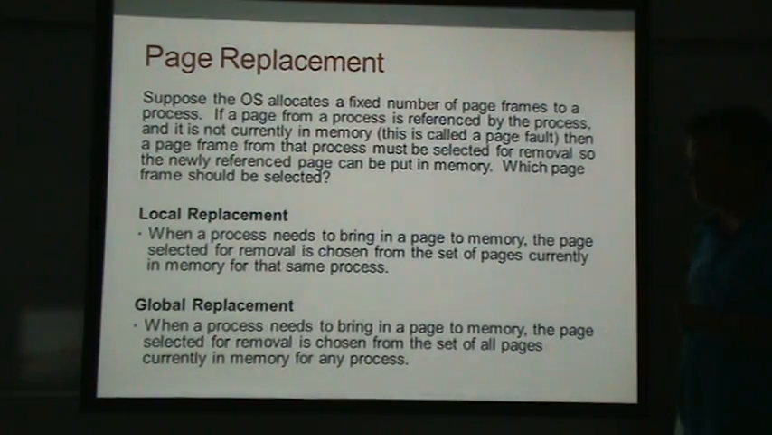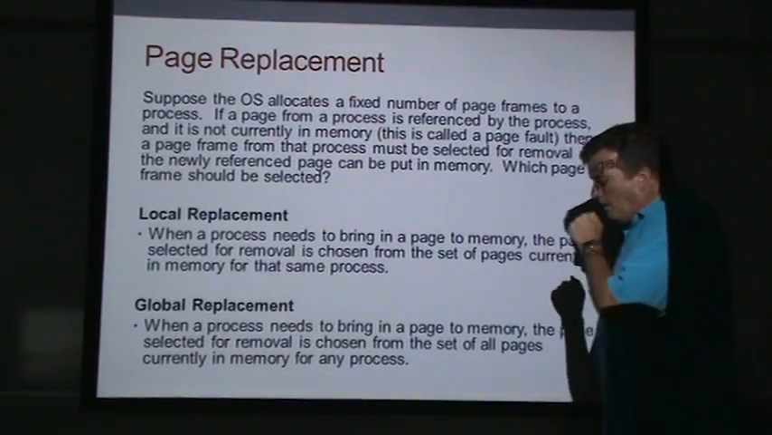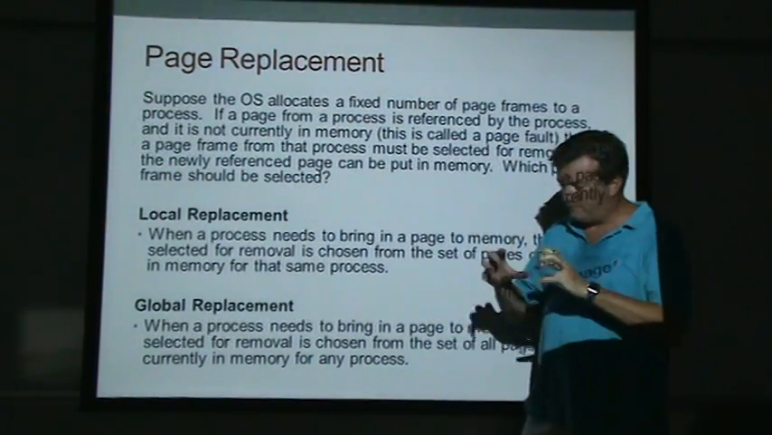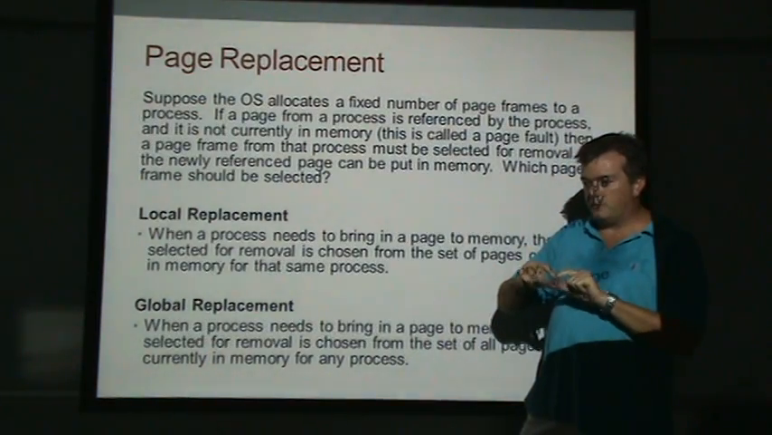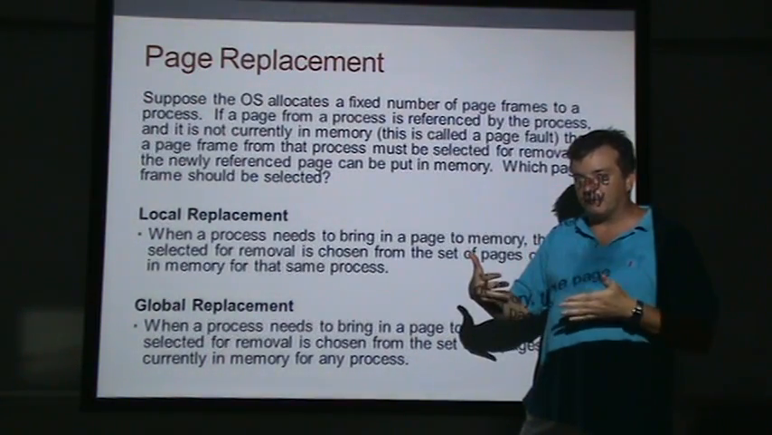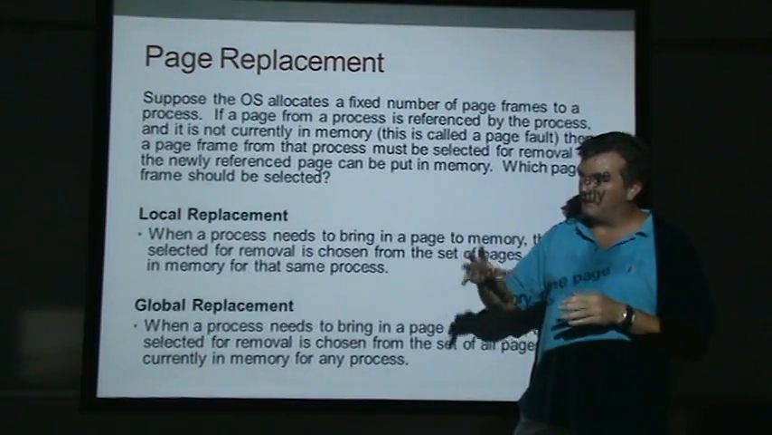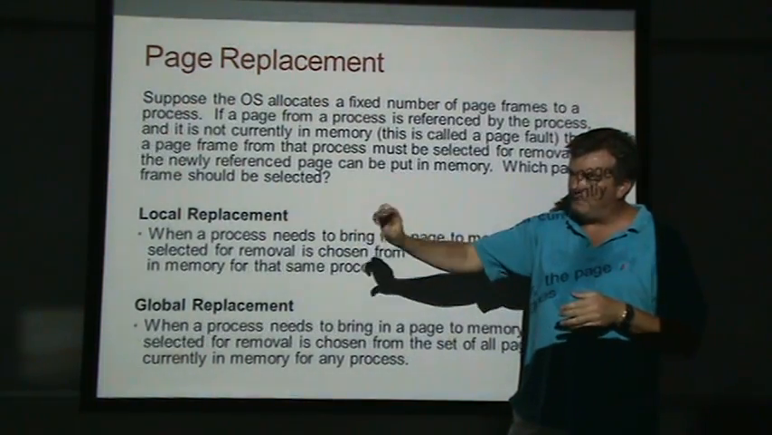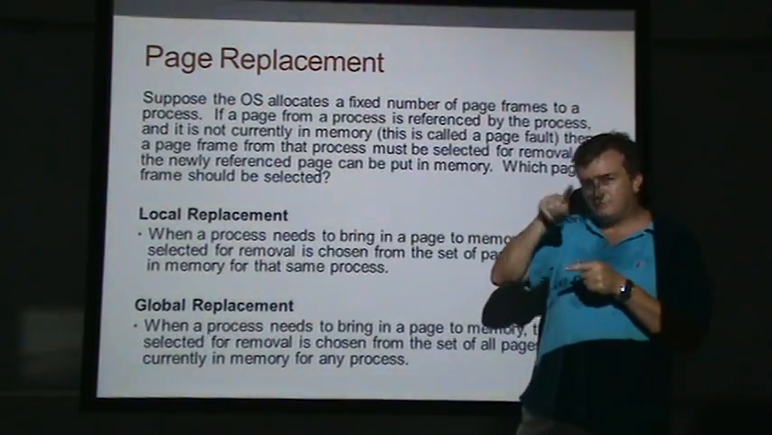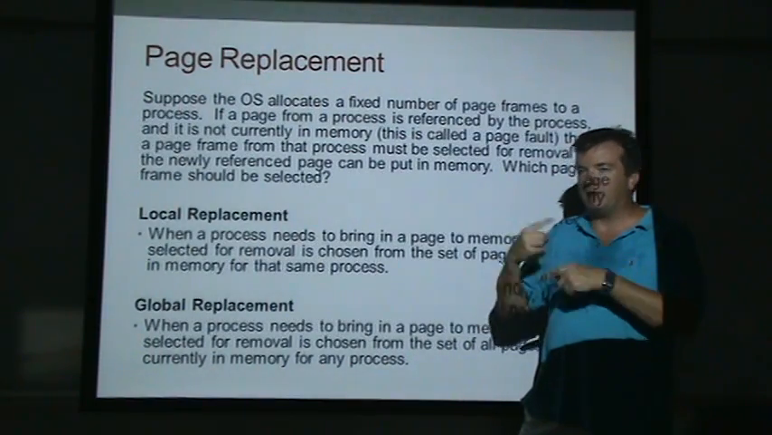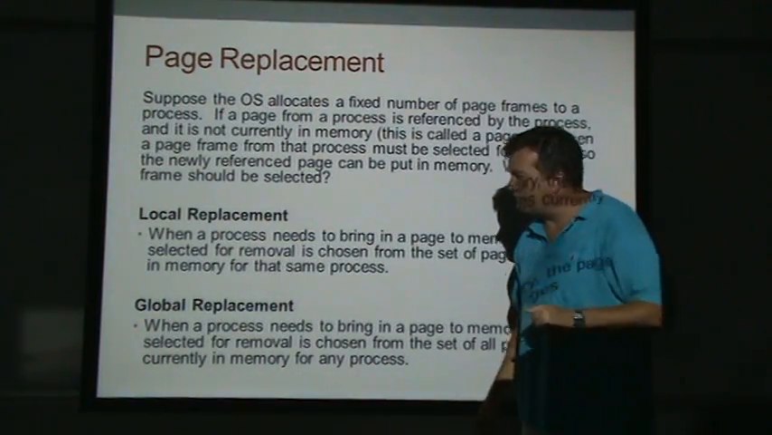So the idea of page replacement is basically when a program is running and it makes a reference to a page that is currently not in memory. Obviously we have to take a time out, go out to the disk drive, find that page and bring it into memory, update our table to show that it's now in memory, and then continue processing. So that's going to take some time.